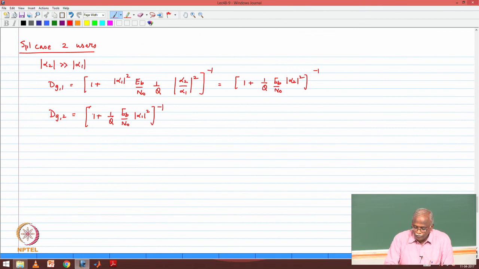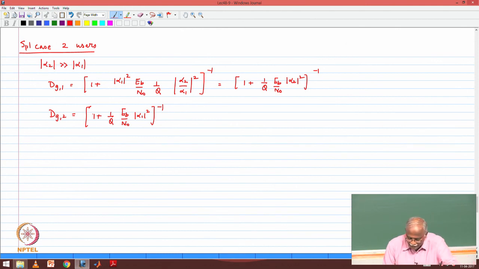Alpha 2, because it is in, if you write down the degradation for DG2, alpha 2 will come in the denominator. So it will dominate, it will suppress the others. So the DG2 becomes a quantity that is not significant, does not affect the SINR much, but all the other DGs will affect the users.